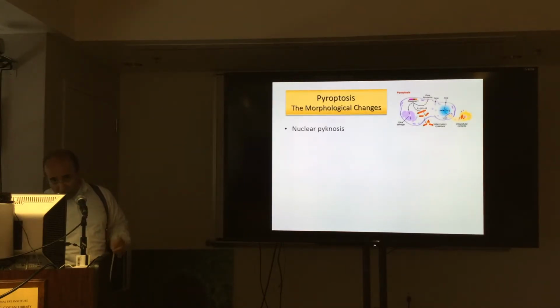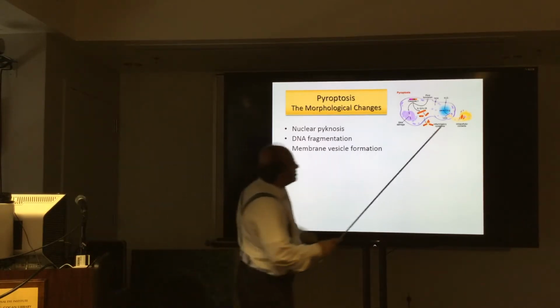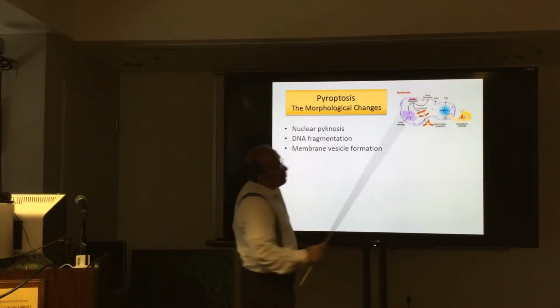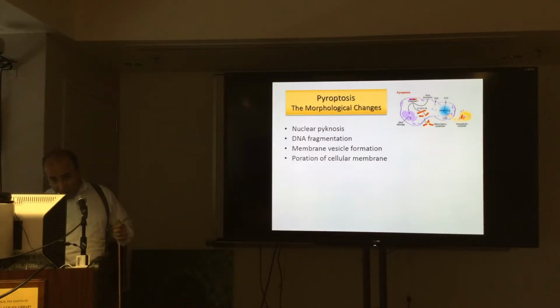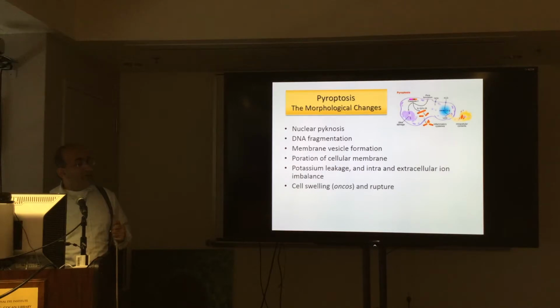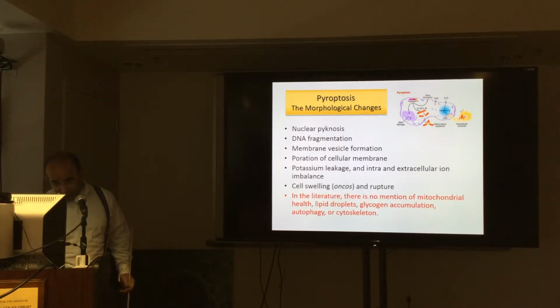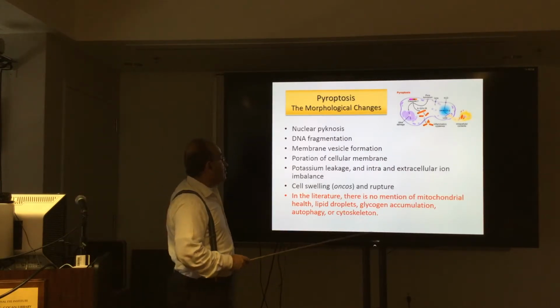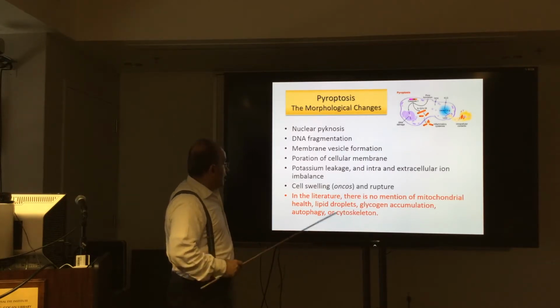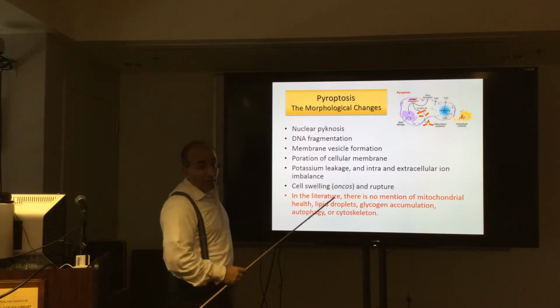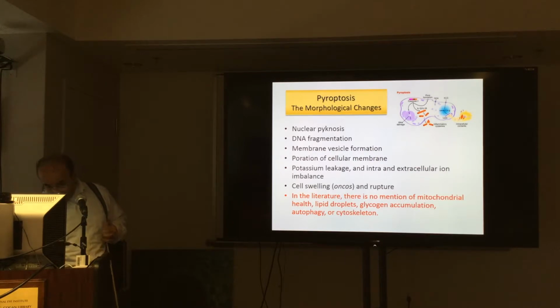So pyroptosis. Here in pyroptosis, it resembles apoptosis in the early stages. So you have nuclear pycnosis, which is basically the condensation of the chromatin material, DNA fragmentation, and membrane vesicle formation. And then you have the pore formation, where there is leakage of material to the outside. There is potassium imbalance, and then cell swelling and rupture. So here again, we have a rupture of the cell, and the contents are released into the stroma. Here also there is not much emphasis on what the mitochondria is doing, lipid droplets or glycogen accumulation. Also, we're going to talk about the significance of glycogen accumulation when that happens in the cell. Also, there is no mention of autophagy or cytoskeleton.